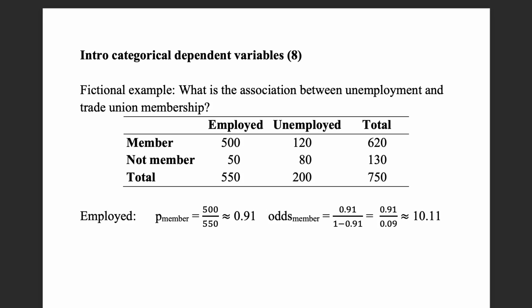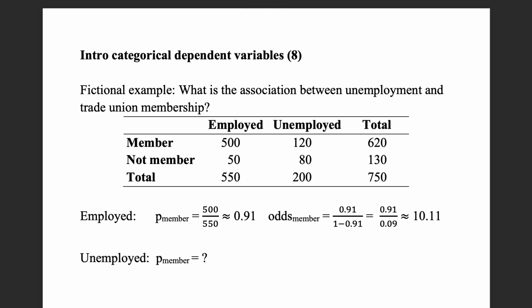Yes, the odds of membership are roughly 10.11, because we know that the probability of membership is roughly 0.91. So if we want to calculate the odds of membership for these people, we need to take that probability divided by 1 minus that probability. So the probability of membership relative to the probability of not being a trade union member. So 0.91 divided by 1 minus 0.91, which works out to roughly 10.11. So the odds of membership among the employed persons are 10.11, meaning that employed persons are about 10 times more likely to be a trade union member than to not be a trade union member.